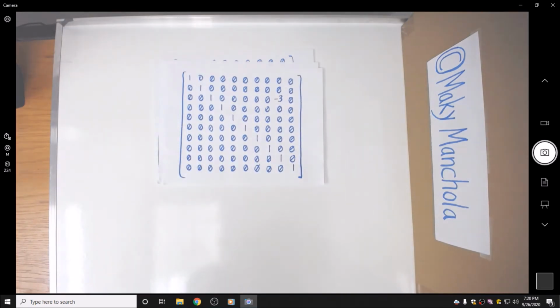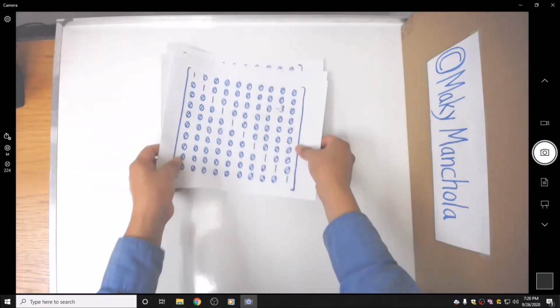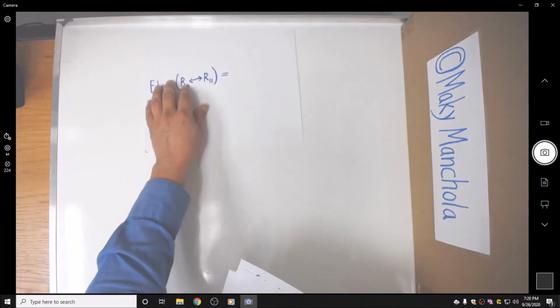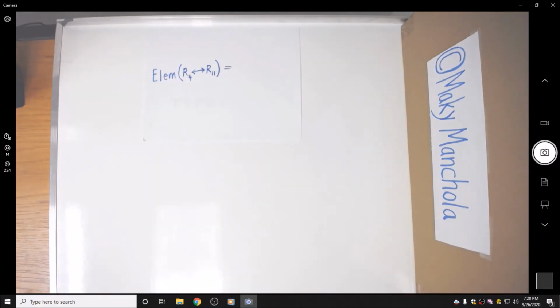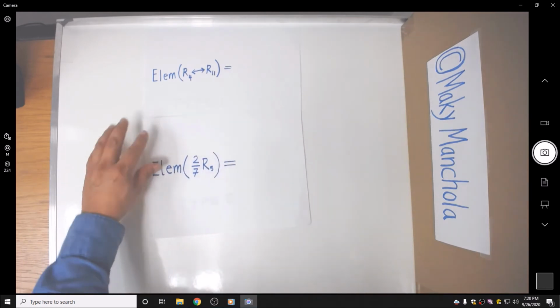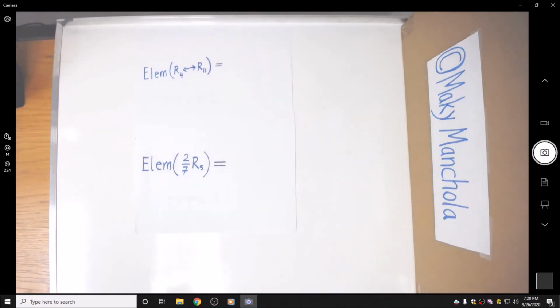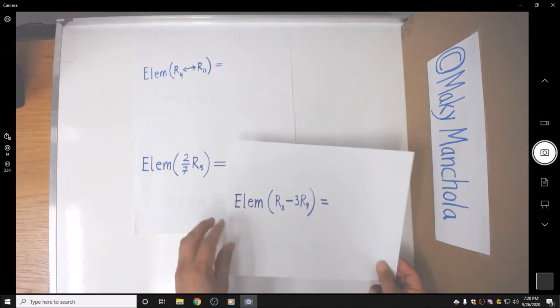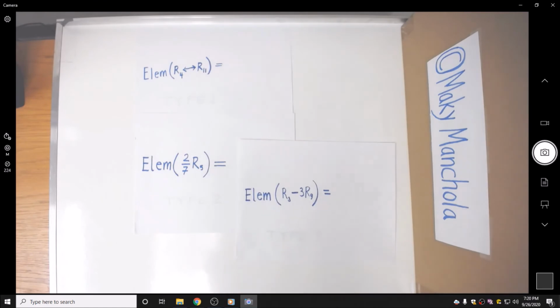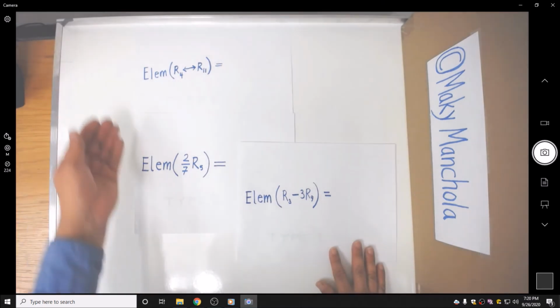So in summary, we have this notation for our type 1 elementary matrix, this other notation for our type 2 elementary matrix, and this last notation for our type 3 elementary matrix. We will generalize this next.